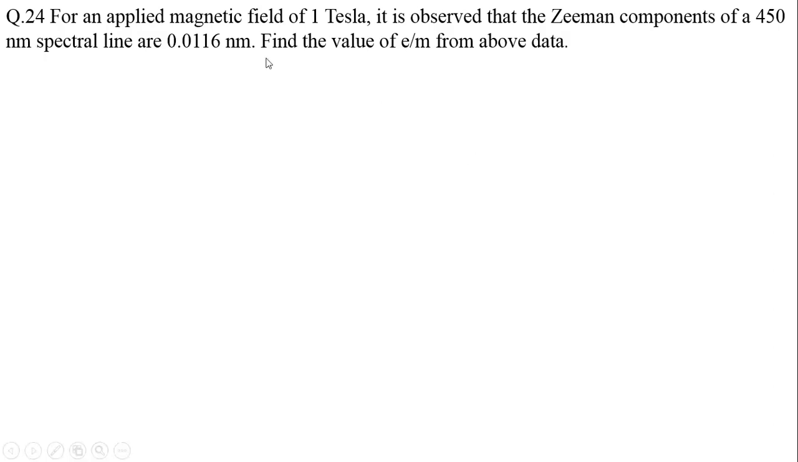The problem is, for an applied magnetic field of 1 Tesla, it is observed that the Zeeman components of a 450 nanometer spectral line are 0.0116 nanometer. Find the value of e by m from the above data. Now, what we have been given in this question: for an applied magnetic field of 1 Tesla, so here the magnetic field strength B is equal to 1 Tesla.